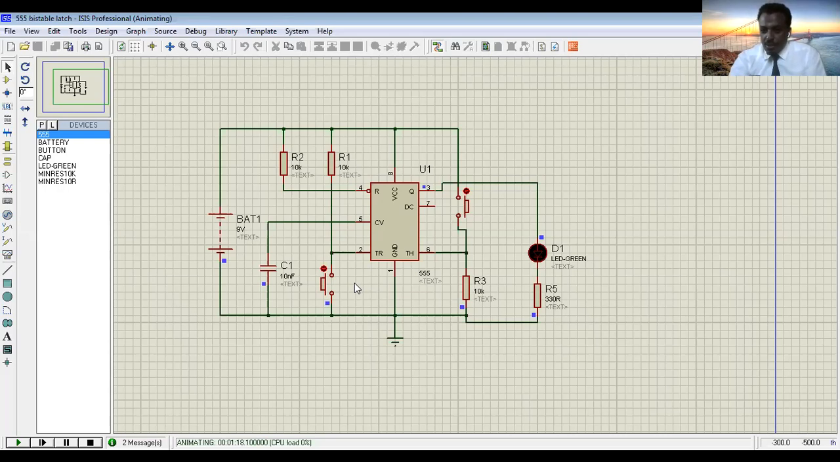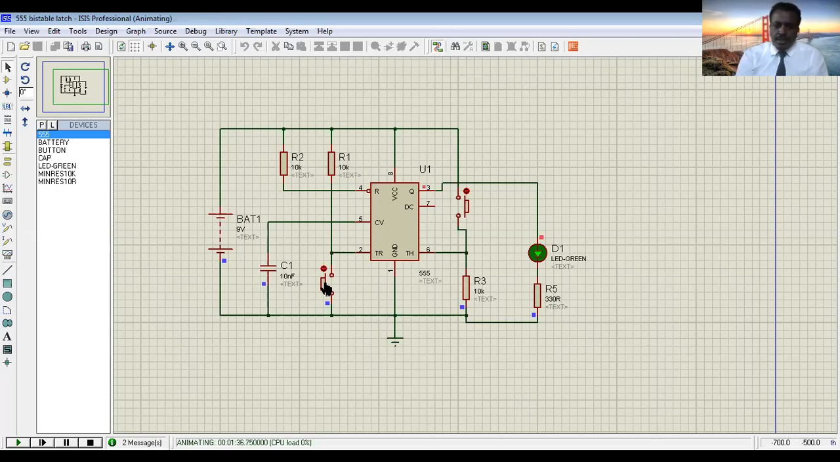So now the output is low state. To change it from low to high, we apply input here. Now, without applying input, the output remains the same. That's why we call it bi-stable mode. So you can configure 555 timer in bi-stable mode.